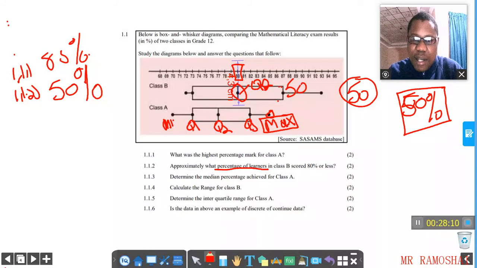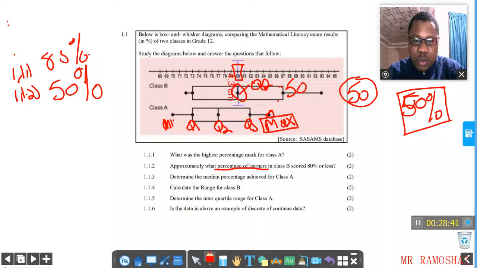1.1.3. Determine the median percentage achieved in class B. Hence I said this data handling, make sure that you get these answers correct, because they are simple. You don't need to think hard. The answers are just here, especially when we talk about the interpretation of Box and Whisker. The answers are here. Just grab them, grab everything.